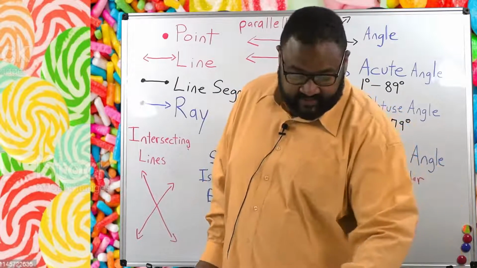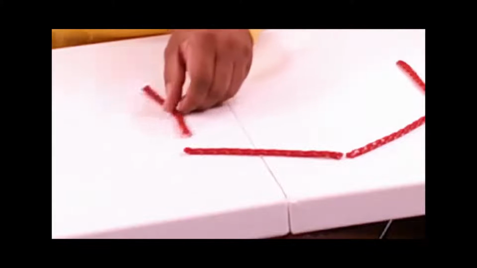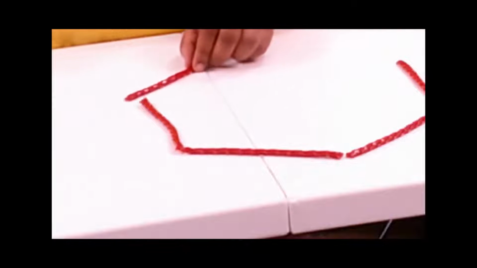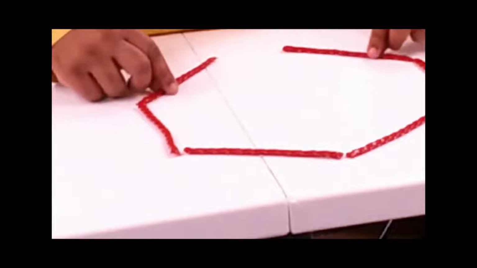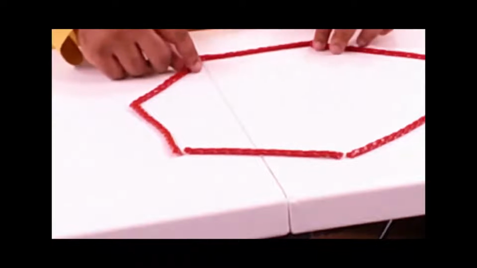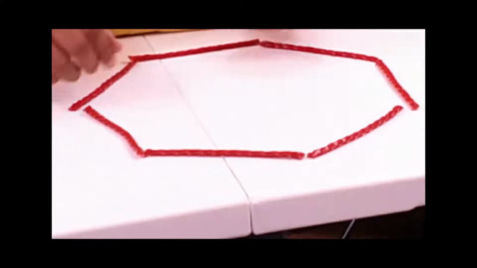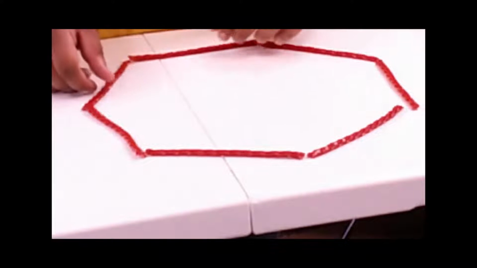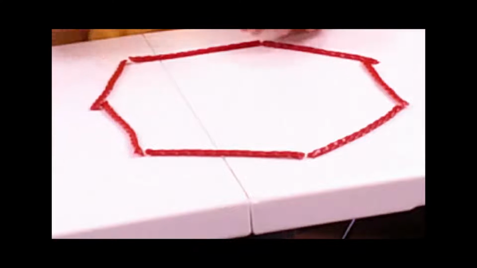1, 2, 3, 4, 5, 6, 7. All right, this is a heptagon. The 6-sided figure was a hexagon with an X, but a heptagon has 7. Let's see, can we do this?